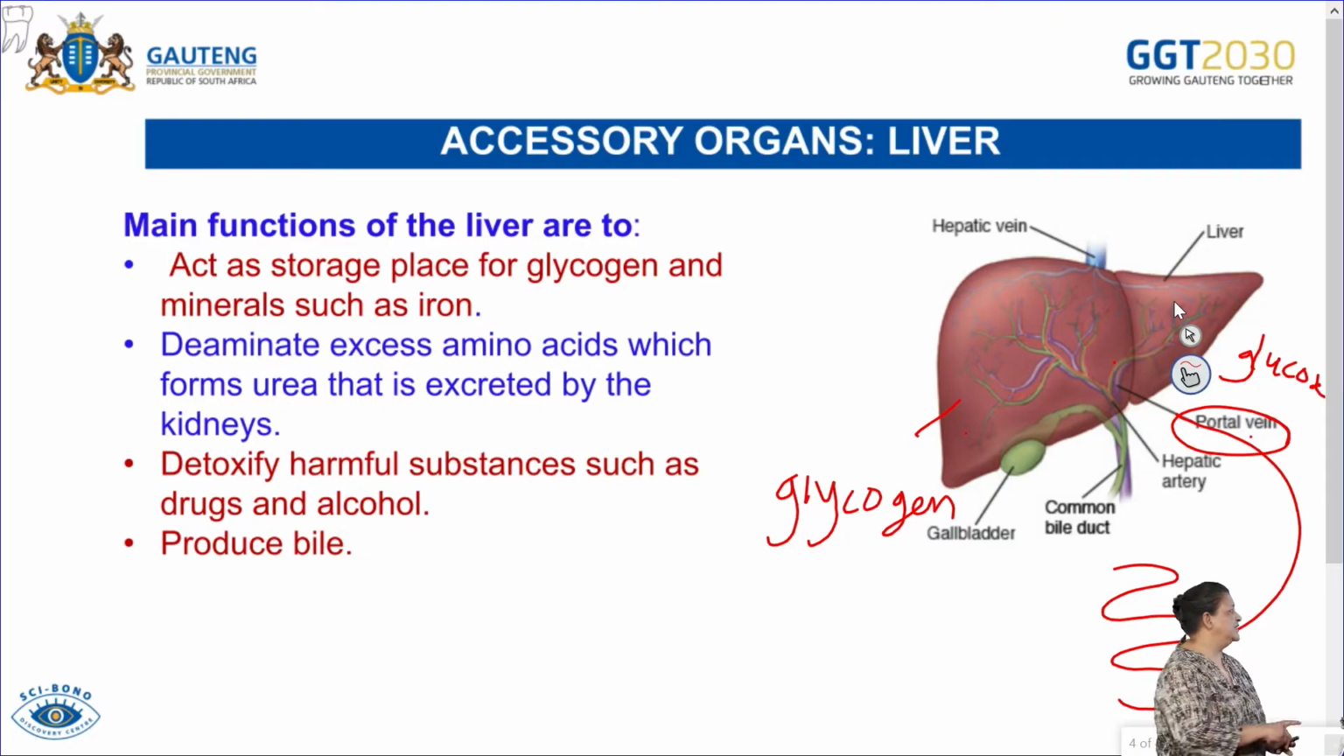A very important word is deaminate. It comes from the word amino acid. So if you break down an amino acid, you're going to get what we call urea. Now remember, children, urea also forms uric acid when it reacts with hydrogen.